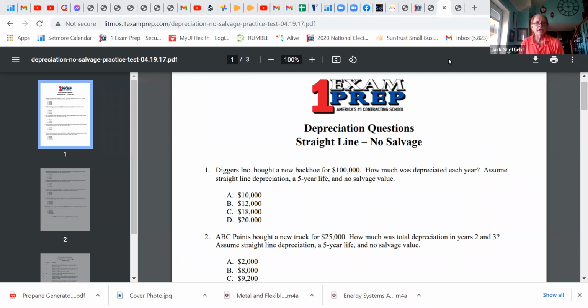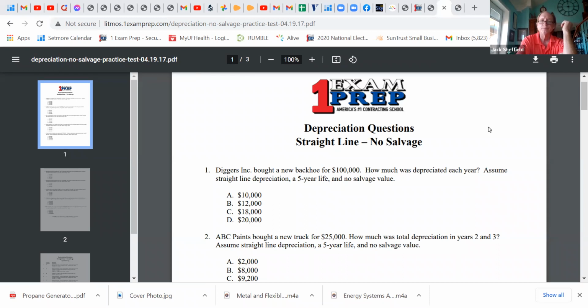So it's really pretty simple. No salvage value, it's just the cost of the asset divided by its useful life, and that's your yearly depreciation. If there is a salvage value, you have to take the salvage value out first, then divide by the useful life, and that's going to give you your yearly depreciation.